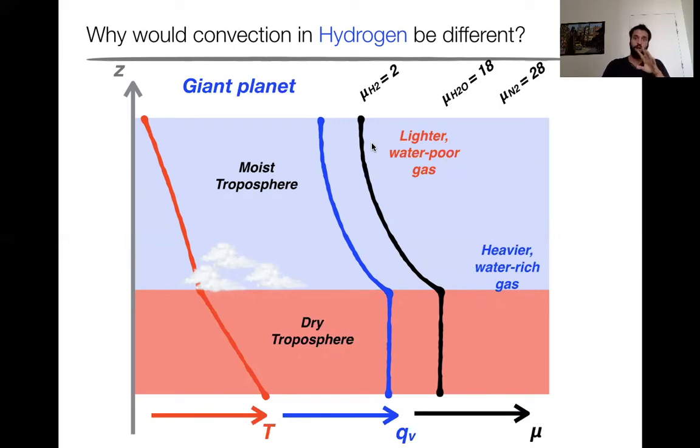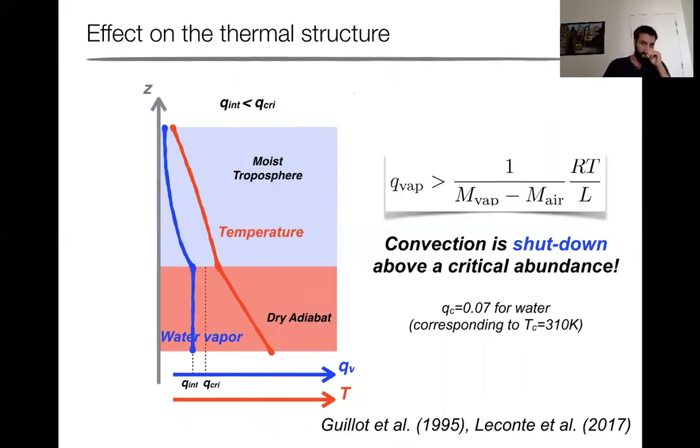And that is not even considering moist processes. But actually it's been shown that when you do account for these moist processes, you have a pretty simple criterion for when convection can or cannot happen. It can be shown that convection is simply shut down by these moist processes when you're above a critical abundance, which is given by this formula here. And for water in H2, this critical mixing ratio is 0.07. So it corresponds to gas saturated at a temperature of only about 310 K. So it's not a lot.